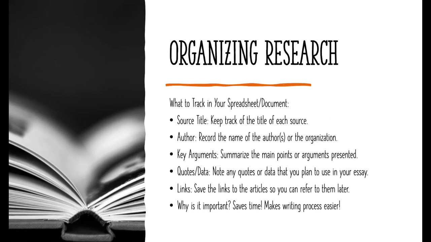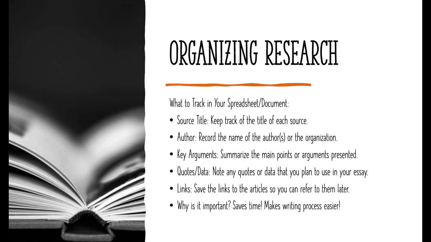As you gather sources, organize your notes by theme or perspective. Use a simple spreadsheet or Word document to track these items. Like source title. Always record the title of each source. This helps you stay organized and easily find the source later. Author. Write down the name of the author or authors or the organization responsible for the source. This is essential for proper citation and knowing the credibility of the source.